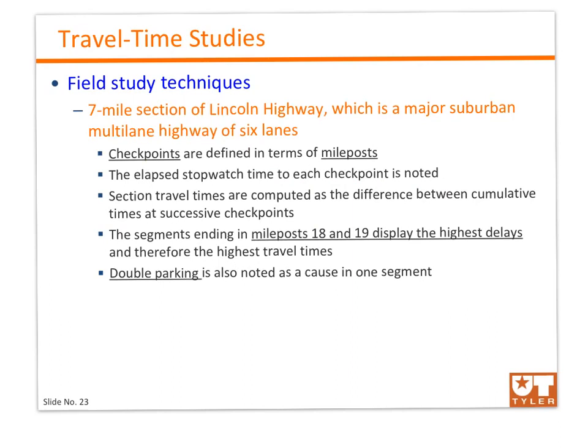The segments ending in mileposts 18 and 19 displayed the highest amount of delay, as you recall, and therefore this represents the highest travel time. Something else we noticed was double parking. That also was noted in one of the segments as a source of a significant amount of delay.